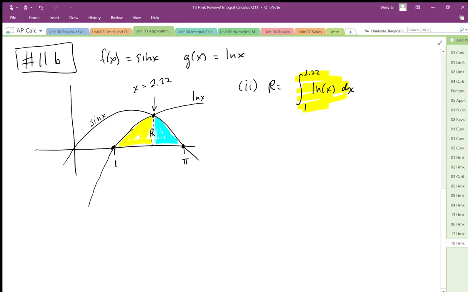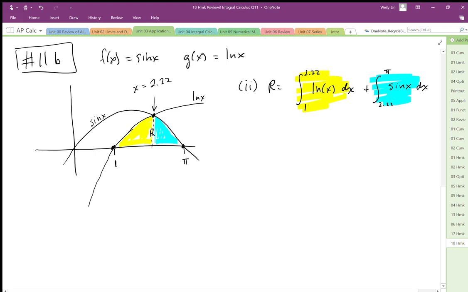Then for the next part, we want to add onto that the integral from 2.22 to pi, and that's going to be underneath the sine x function. So we do sine x dx, and that's representing the blue area there. Okay, so that's part 2.